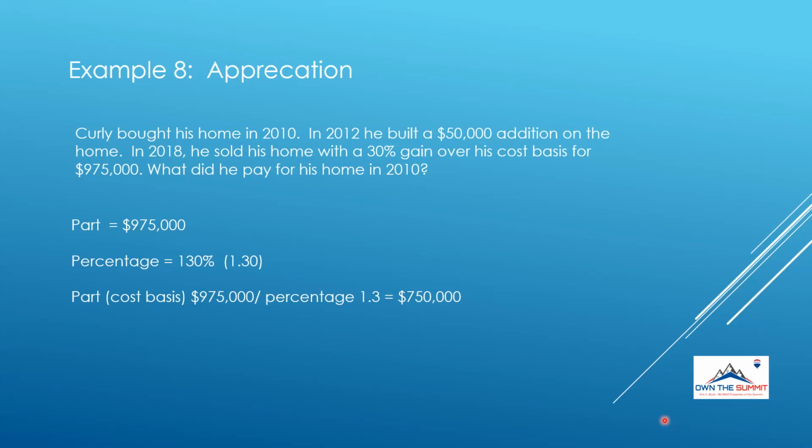But that's not our answer, because remember, he built an addition on the home. So that addition added $50,000 to his cost basis. We have to subtract that to get to his original cost.